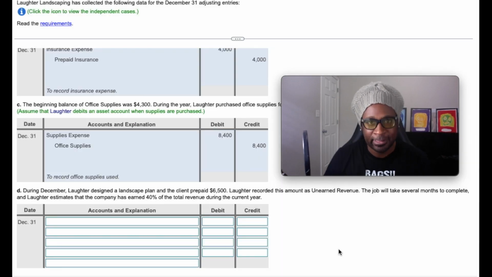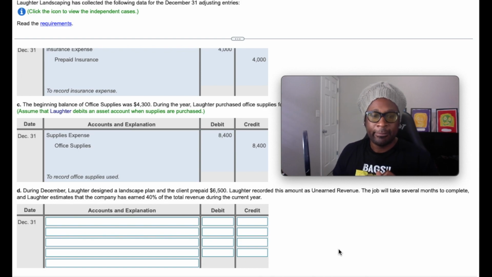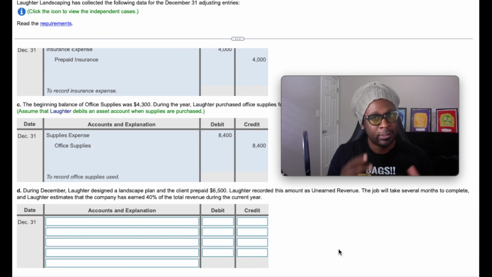Moving on. Next, it tells us during December, Laughter designed a landscape plan and a client prepaid $6,500. Laughter recorded this amount as unearned revenue. The job will take several months to complete, and Laughter estimates that the company has earned 40% during this year. A lot of keywords, gang. What's really going on with this, right?